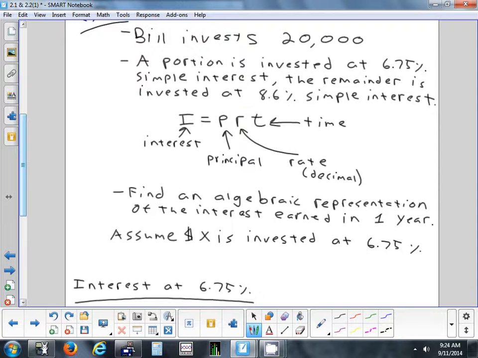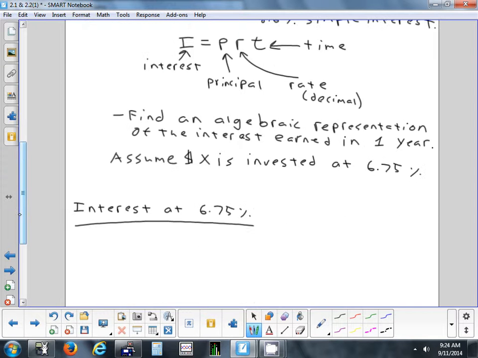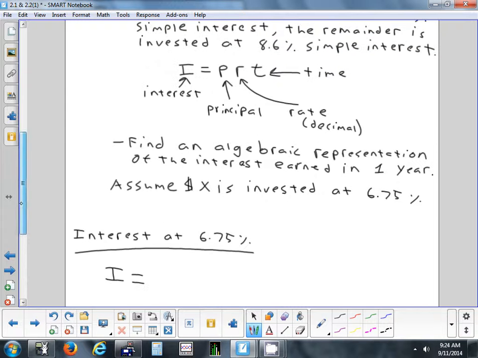Okay, so let's start by just calculating the interest he's going to make in that one account. We'll worry about the 8.6 later. Let's just find the interest on the 6 3/4%. What's the amount of money that is going to be invested at 6.75? Everything you need is right on that screen. X. Yeah, he's going to invest X dollars at 6.75.